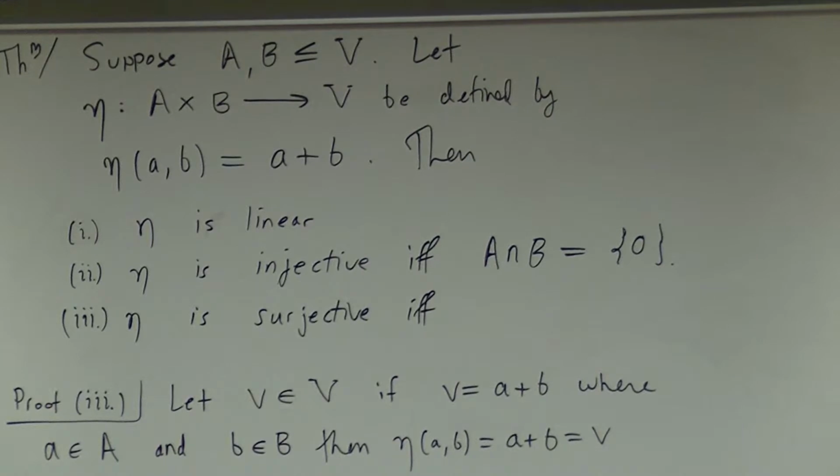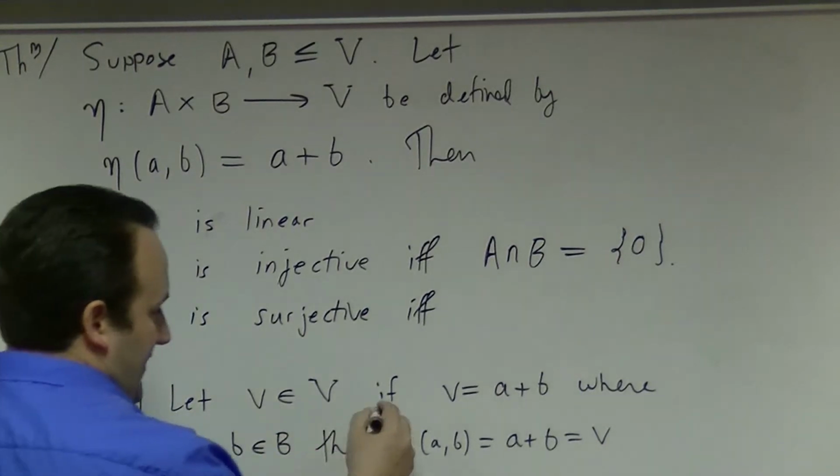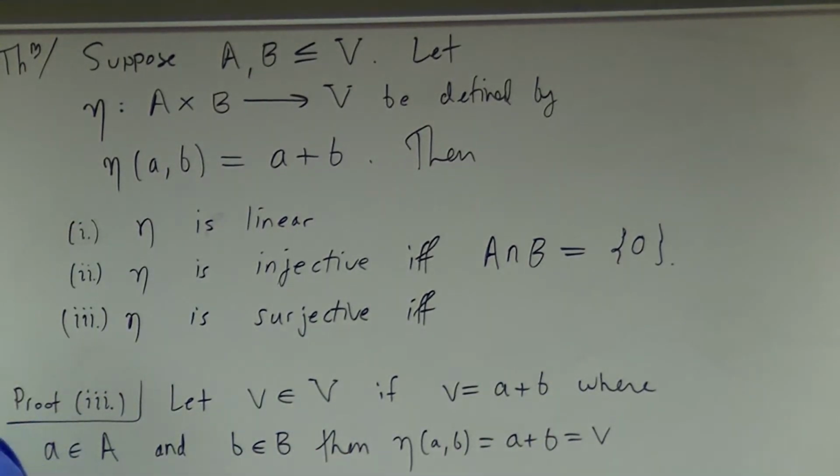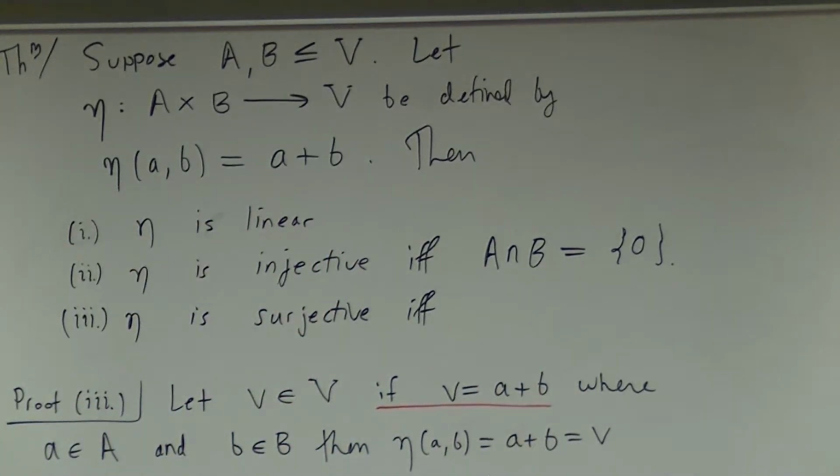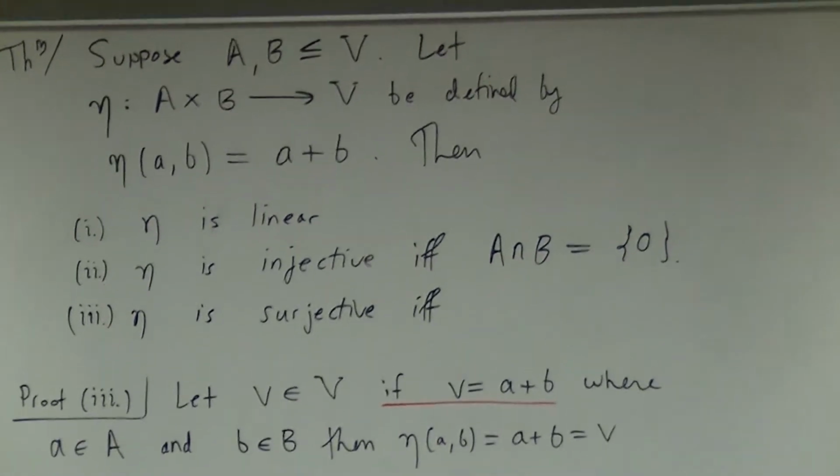So if I could take any vector in V and write it as a sum of two things, one from A and one from B, then I can always look at eta of (a, b) and map to that v. So if I could actually meet this criterion, that would be enough to show it's surjective, right? So how would that be?